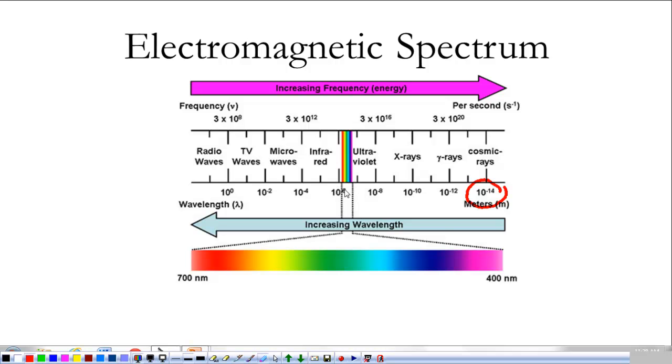And visible light, right here, visible light is a small part of the whole electromagnetic spectrum. It goes from 700 nanometers to 400 nanometers. It's 700 times 10 to the negative 9th meters. That's what a nanometer is, times 10 to the negative 9th. So that's visible light. It only takes up a little bit of it.